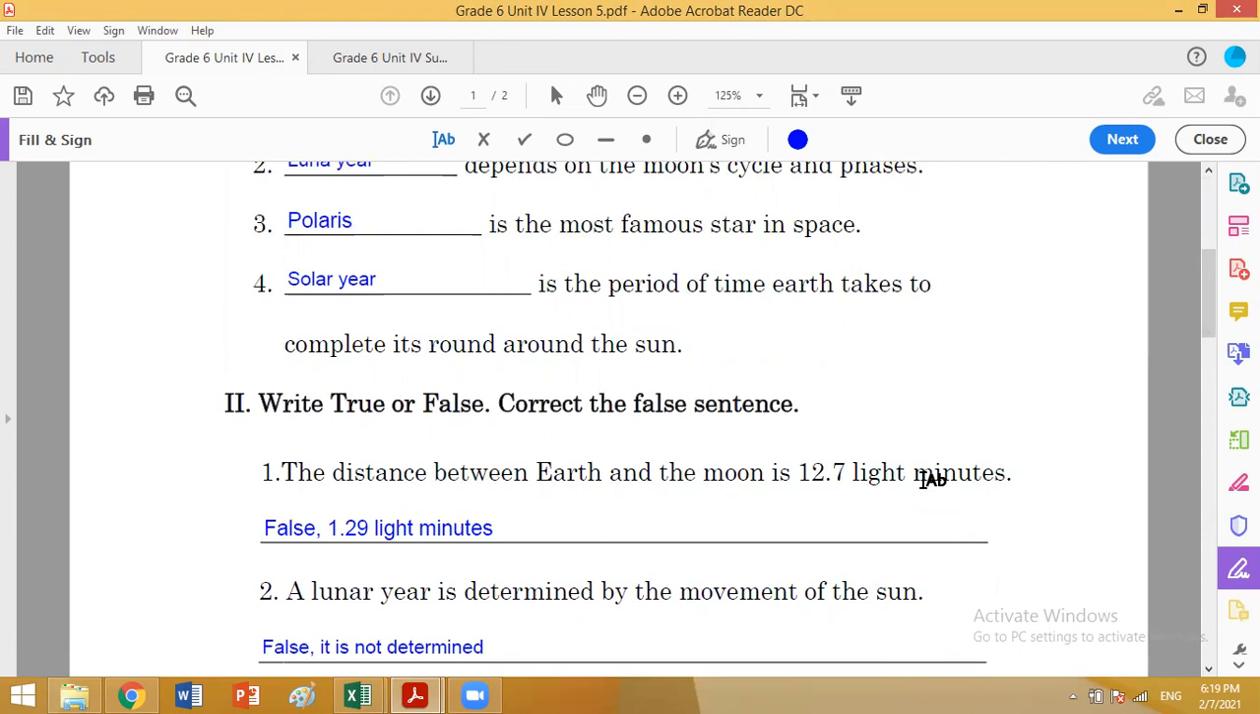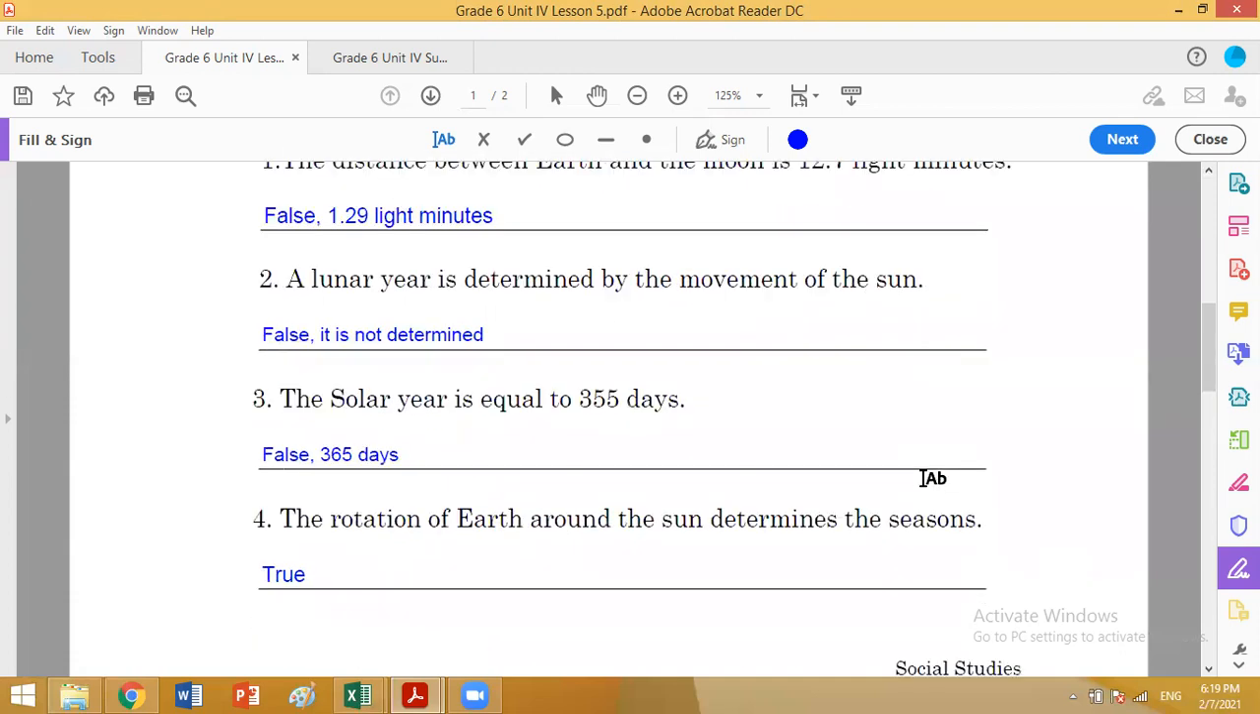Number 1. The distance between Earth and the Moon is 12.7 light minutes. False. It is 1.29 light minutes. Number 2. A lunar year is determined by the movement of the Sun. False. It is not determined by the Sun. Number 3. The solar year is equal to 355 days. False. 365 days.